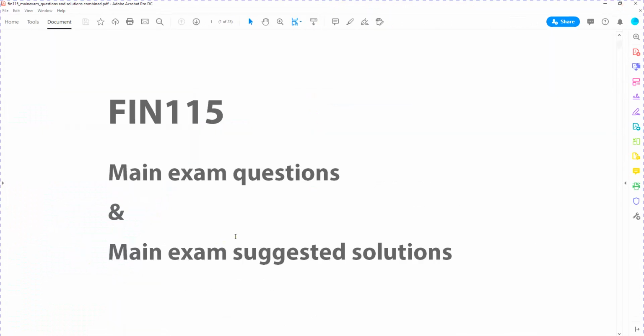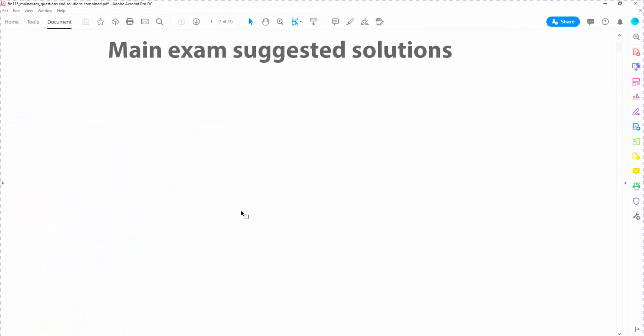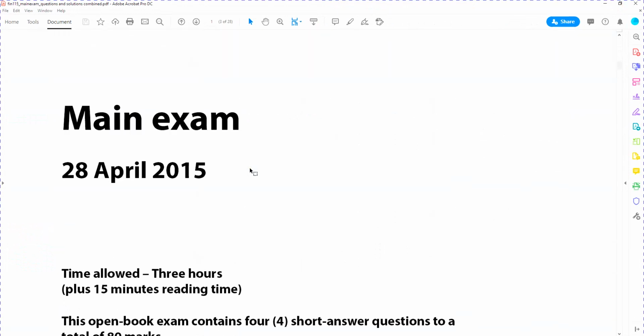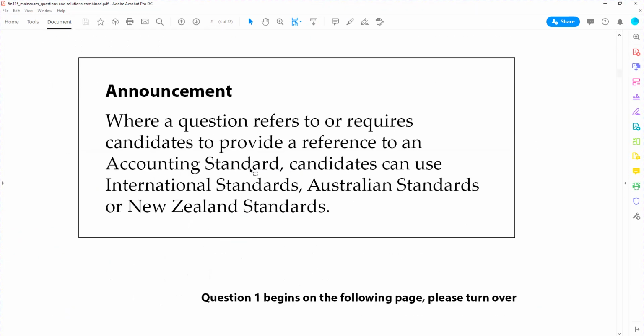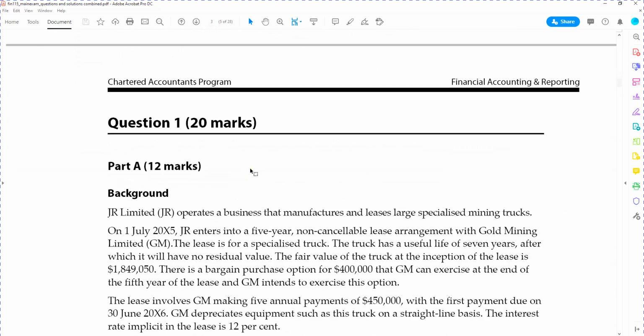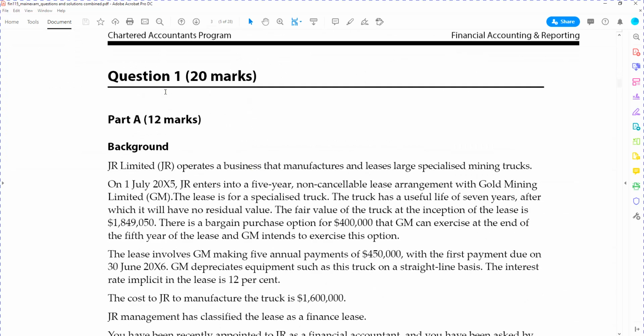Hey everyone, so we're going to go through this FIN115 exam. This is from 2015, it's the main exam. Okay, so let's start off with question 1.